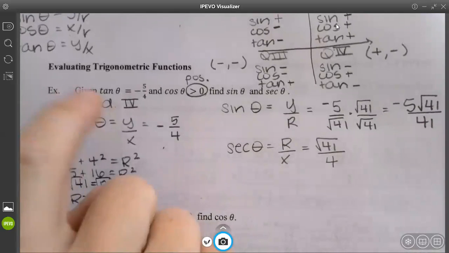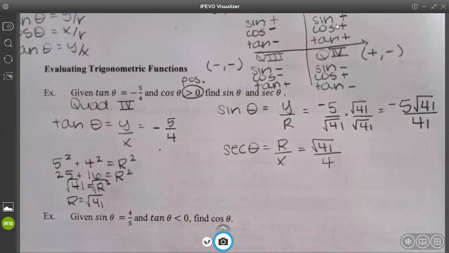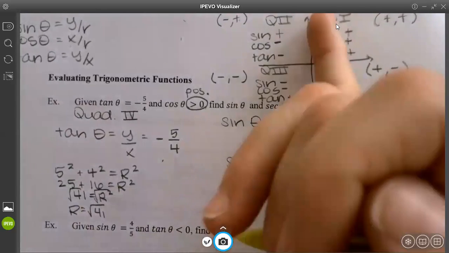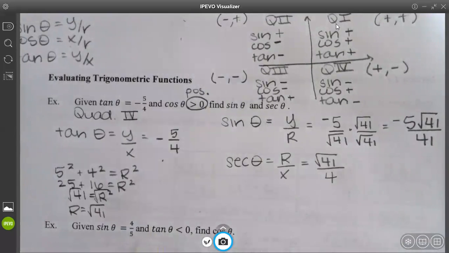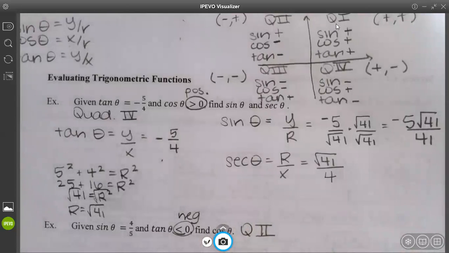So the biggest thing is figuring out what quadrant we're going to be in. So let's look at the next one, and I'm going to leave it like this so that we can see that top part. Sine is 4/5. What does that tell us? Sine is positive. Where is it positive? 1 or 2, right? So above the x-axis. But tangent is, what's less than 0 mean? So what quadrant are we in? So we're looking at quadrant 2.